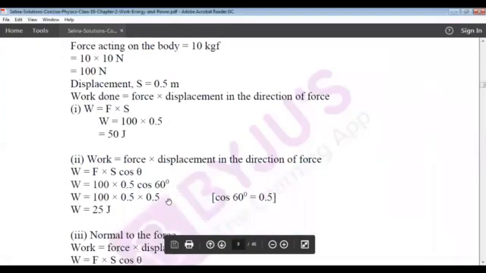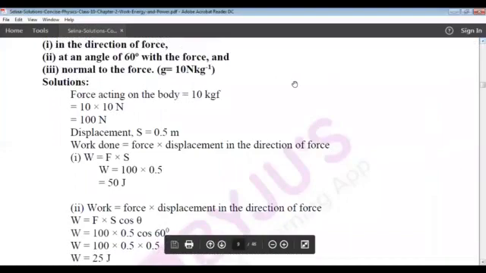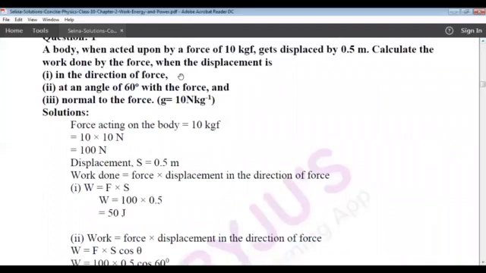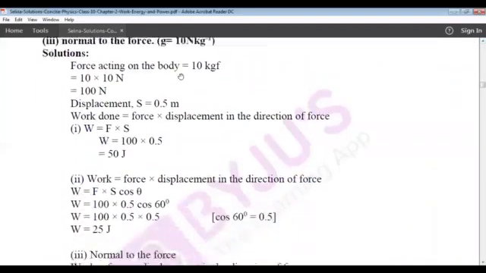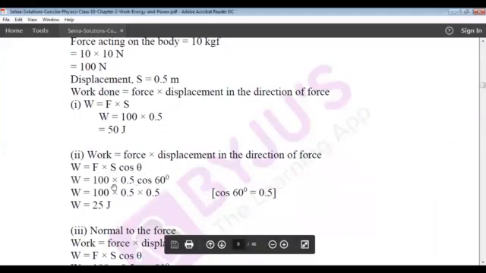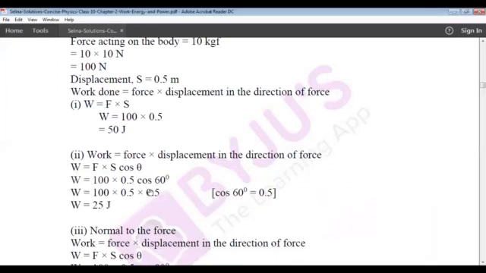In the second part, they ask us to find the work done when the displacement is at an angle of 60 degrees with the force. So work done is equal to force into displacement, so we have the formula W is equal to F S cos theta. Theta is given. Theta is how much? 60 degrees. W is equal to force, 100 Newton, into displacement, 0.5, into cos 60.